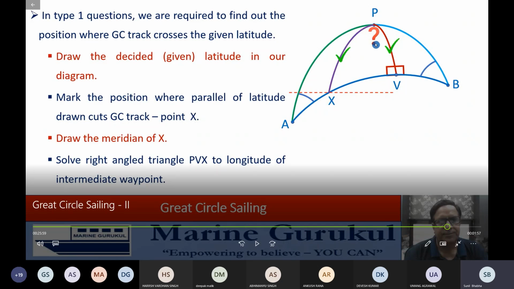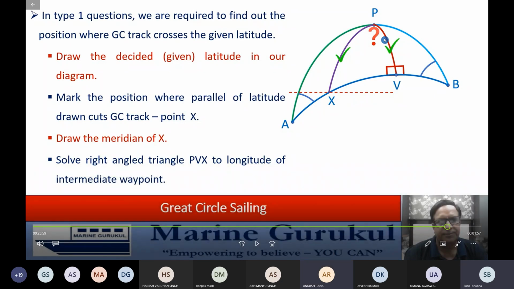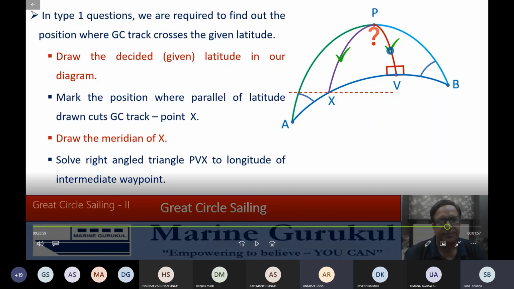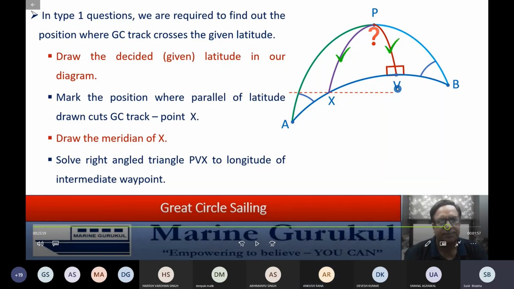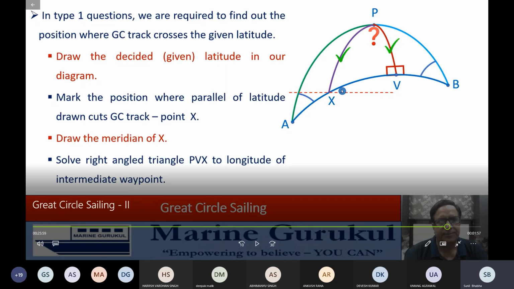So once angle P is calculated, what will be this angle P, beta? What is this angle P? D long, sir. Then we can calculate the longitude from it. Very good, beta. It will be the D long between the vertex and the position which we require.